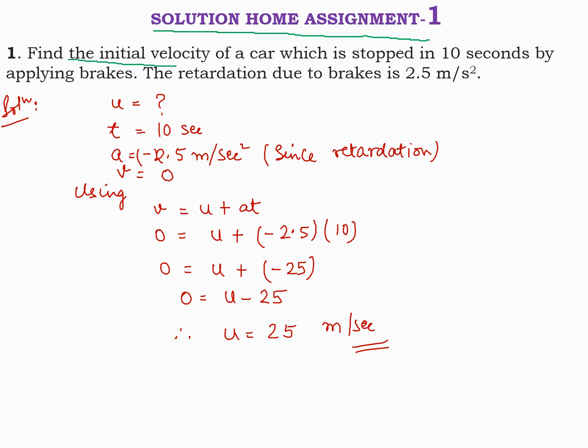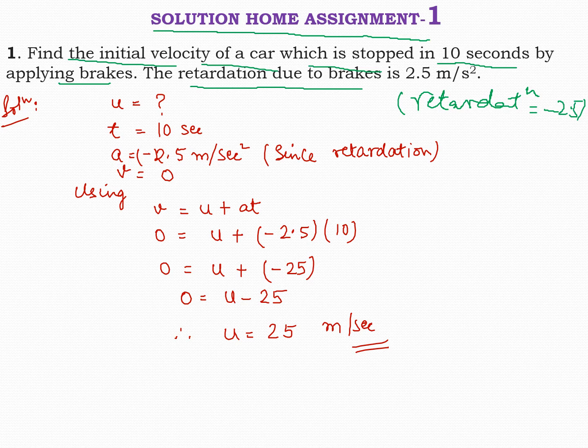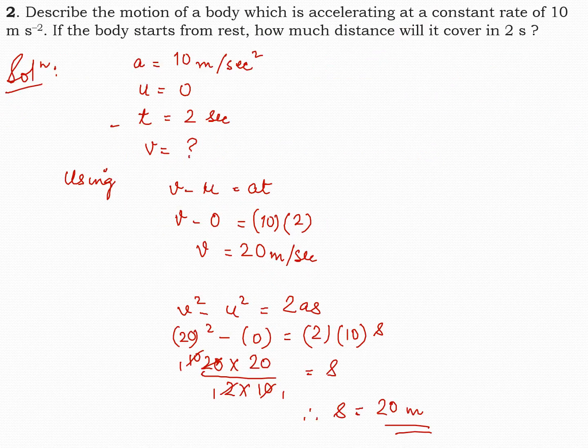Find the initial velocity of a car which is stopped in 10 seconds by applying brakes. Retardation due to brake is given. Whenever retardation is given, that is negative, so it is minus 2.5 meter per second square. Now you have to find U. T is given as 10 seconds, A is taken as minus 2.5, V is 0. So using V equals U plus AT, U will be 25 meter per second.